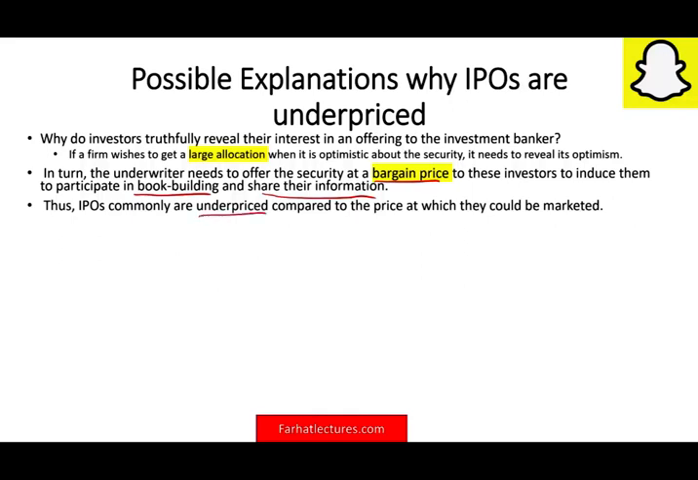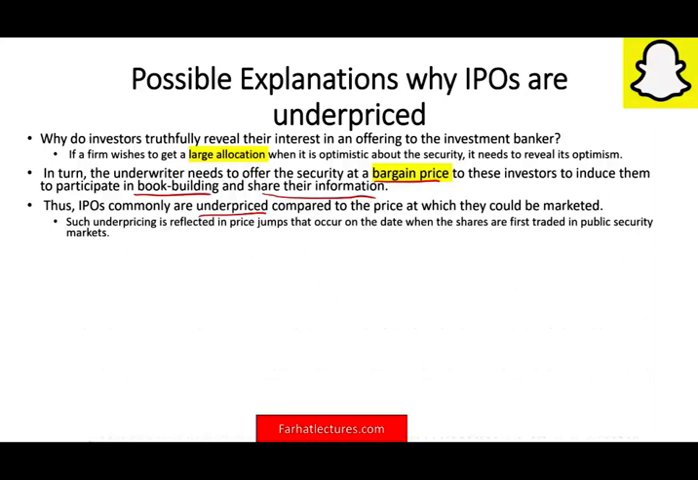What do we mean it's underpriced? Compared to the price at which they eventually sell, especially the following day. So that's why we mean it's underpriced. That could be one possible explanation. Such underpricing is reflected in the price jumps that occur on the date when the shares are first traded in the public market.